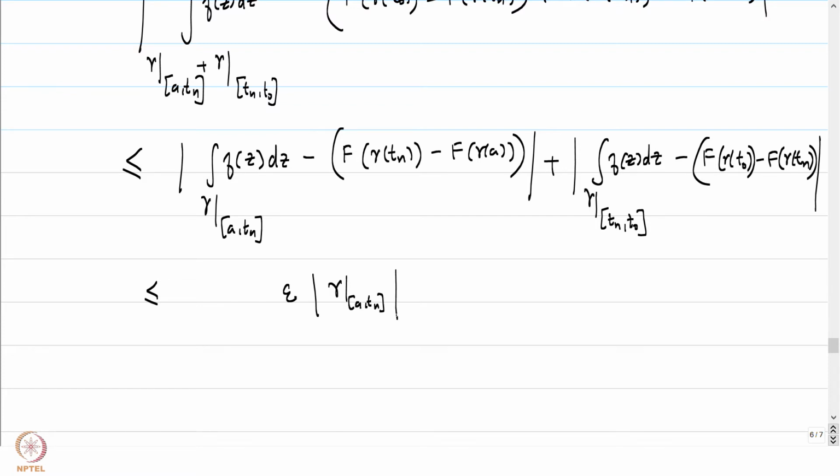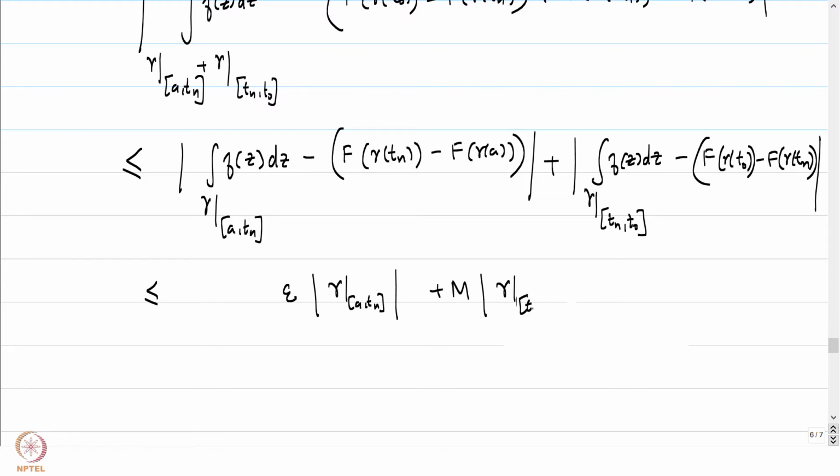And how about the second term? Now the second term we can say is less than or equal to some capital M. F is a continuous function on the image of gamma of [a,b], which is a compact set, and therefore it's always bounded above by some capital M.